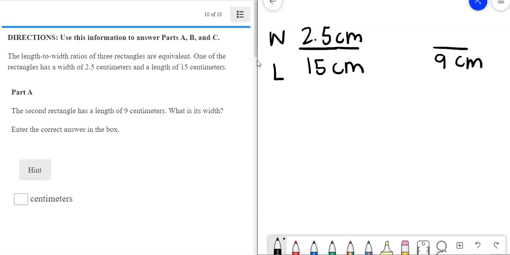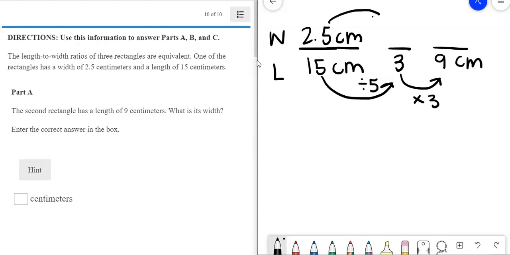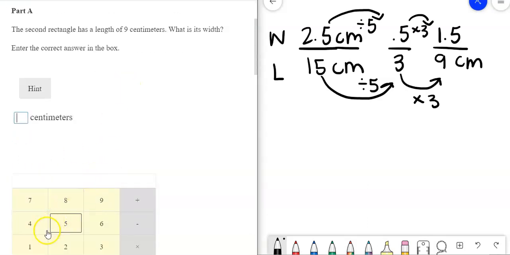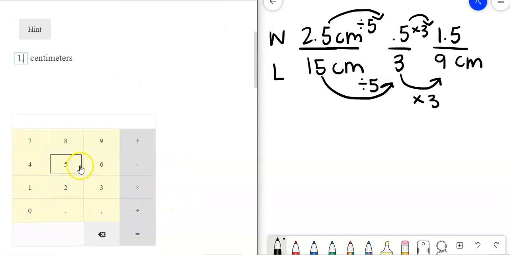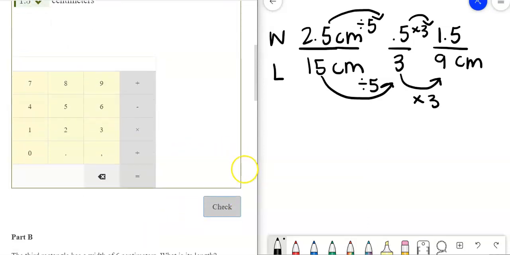So what I'm going to do, I'm going to take my 15 down to a 3 because I know I can change 3 to 9 because 15 divided by 5 is 3 and 3 times 3 is 9. Now up here, I'm going to have to do 2.5 divided by 5, which is 0.5. And then I'm going to multiply that by 3, which is 1.5. This one is a little bit more complicated, and that's cool if you're not understanding it as much because we have a lot more decimals going in there.